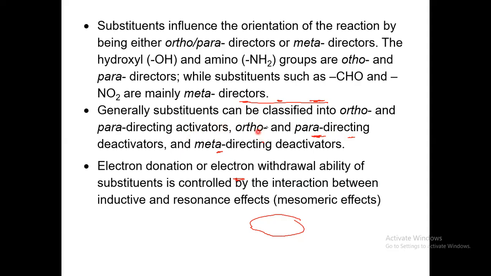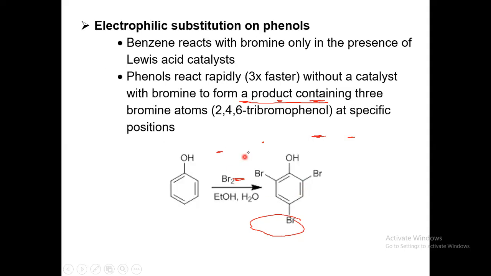So that is it generally. So we can categorize them here. Every other thing we'll talk about will fit into one of these three broad classifications. Now we are seeing that the electron donation or electron withdrawal ability of substituents is controlled by the interaction between inductive and resonance effects. Sometimes the effect of the substituent will be due to inductive effect, whether positive or negative, or resonance, also called mesomeric effect. And then we'll talk about that when we start with specific examples.